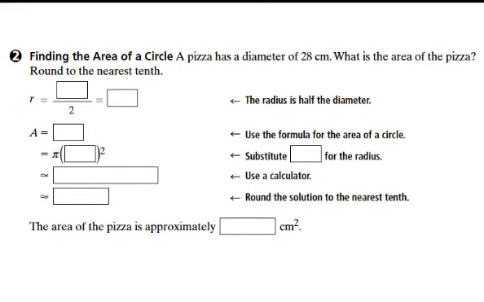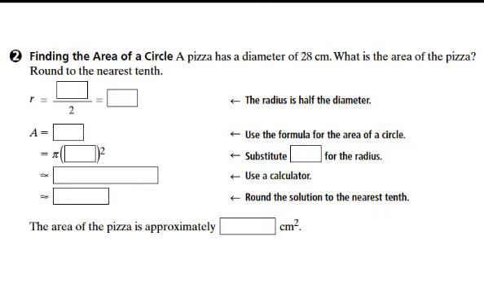Example 2, finding the area of a circle. A pizza has a diameter of 28 centimeters. What is the area of the pizza? Round to the nearest tenth. Well, our formula for the area is pi r squared. In this particular example, they don't give us the radius, they give us the diameter.